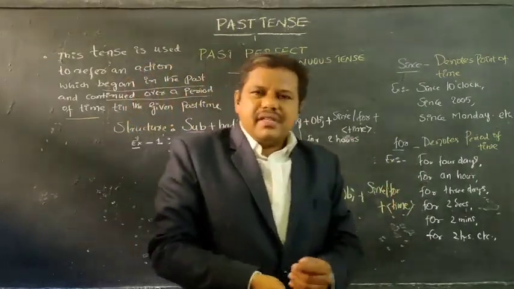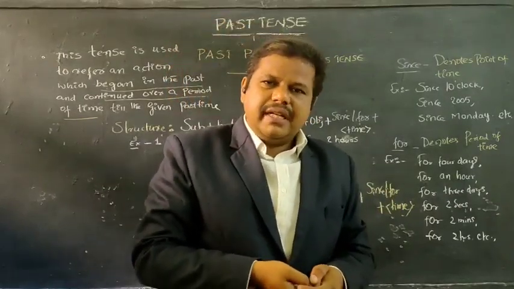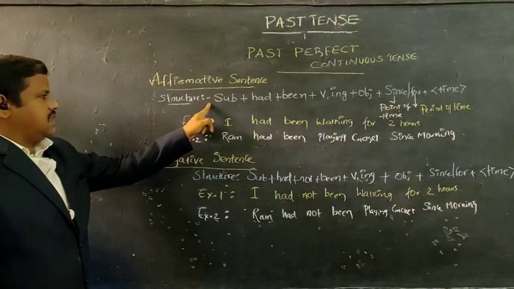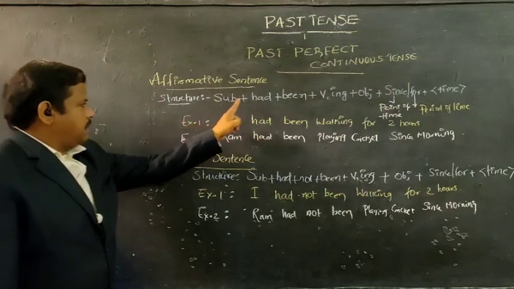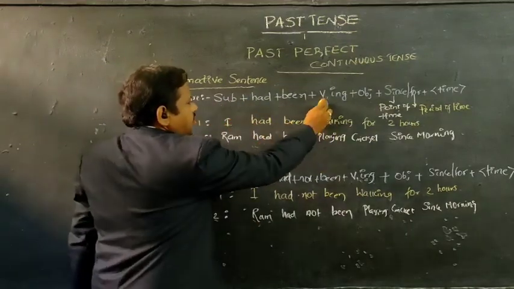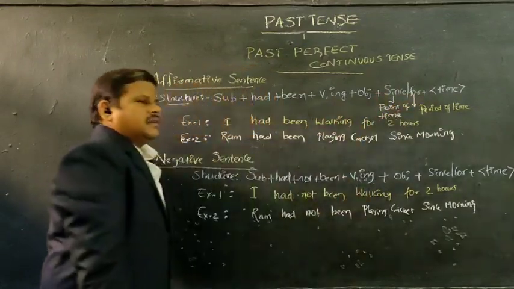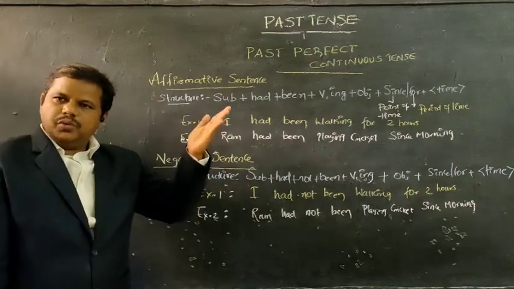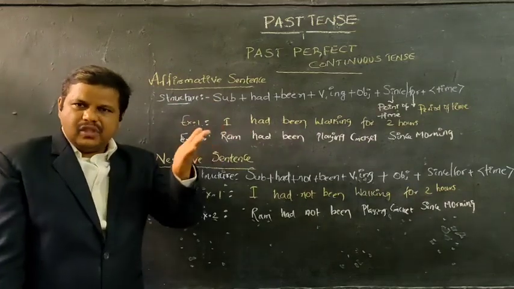Now we will see a few examples of the affirmative form, the negative form, and the interrogative form. See the affirmative sentence structure, students. The structure we just discussed for the affirmative sentence is subject plus had plus been plus V1 ing plus object plus since or for plus time. We discussed the different types of subjects: I, we, you, he, she, they. Also take nouns like Ram, Krishna, Abdul, Rahim.